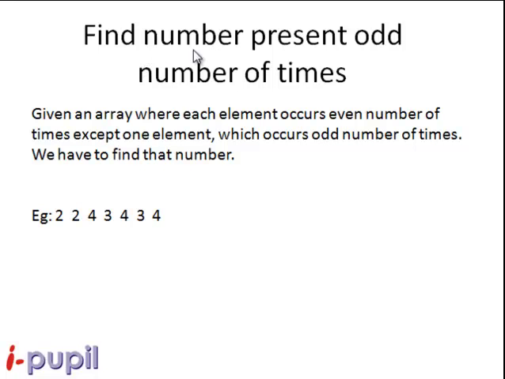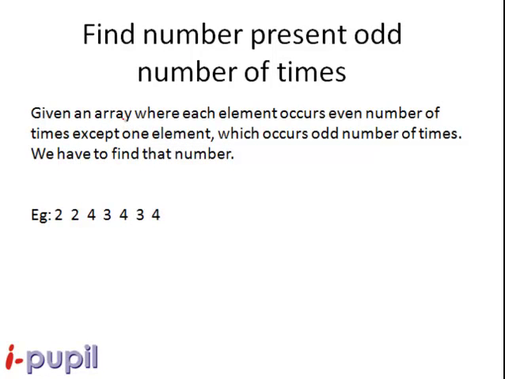to find the number occurring odd number of times. So we're given an array where each element occurs even number of times except one element which occurs odd number of times. We have to find that element which occurs odd number of times. So let's take an example over here.